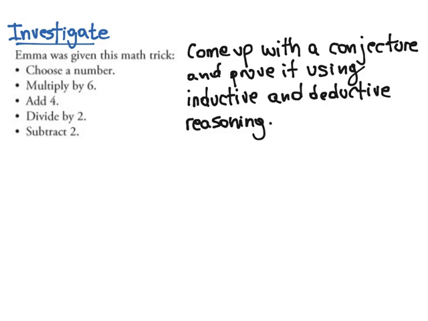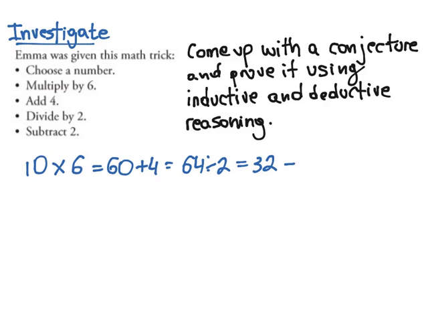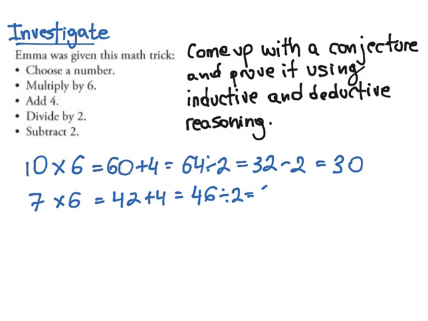So choose a number. Let's say I'll choose 10. Multiply by 6, and we'll get 60. Then add 4, we'll get 64. Divide by 2, that's 32. And subtract 2, we'll get 30. Let's move on. How about we choose a new number, which is 7. Multiply by 6 first, that's 42. Add 4, that's 46. Divide by 2, that is 23. Subtract 2, you get 21.